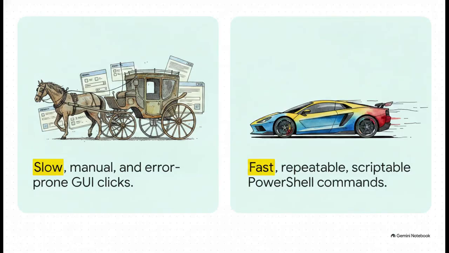So making the jump from the old, slow ADUC GUI, Active Directory Users and Computers, to the new way of using scriptable PowerShell commands is, well, it's a lot like stepping out of a creaky horse-drawn carriage and someone just handing you the keys to a high-performance sports car. Relying on the old GUI is so manual, and let's face it, when it's 4 p.m. on a Friday and you're tired, it is incredibly error-prone. The methods we're pulling from Chapter 8, on the other hand, give you fast, perfectly repeatable, and completely automated operations.